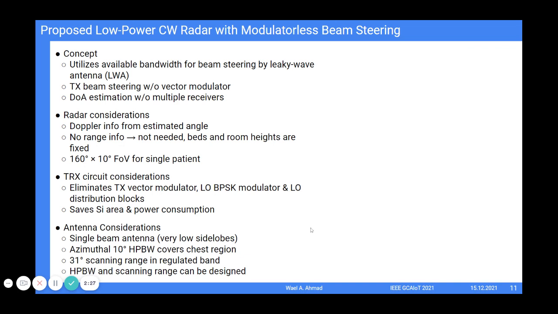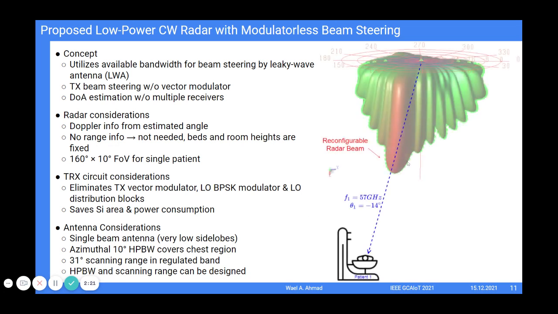For the antenna, as I mentioned, a single beam antenna should be used, and the beam should be narrow in the azimuth so that it covers only the space from a single patient.